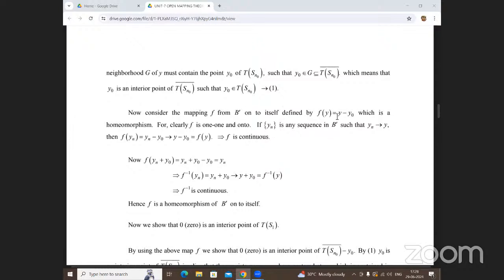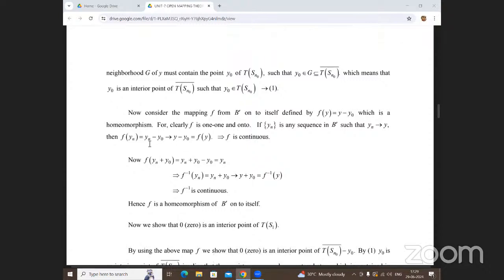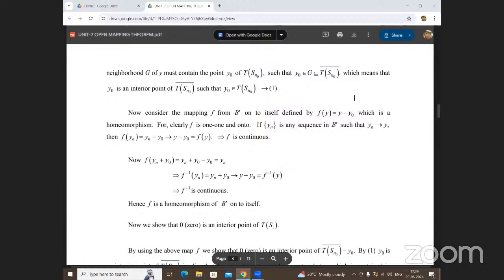Here Yn is any one of the sequences, with the interior points Y0, Y1, Y2 and so on, where n is a natural number. Now let Yn be any sequence in B' such that Yn converges to the point Y, because Y is a limit point. That limit point is called the convergence point. So F(Yn) equals Yn minus Y0, and it also converges, because Yn converges to Y. So this can also be written as F(Y), as before.